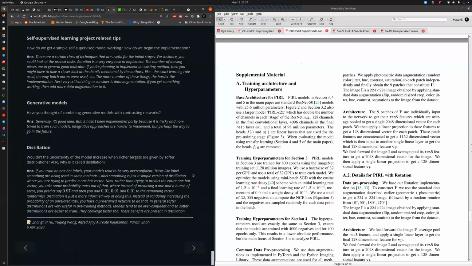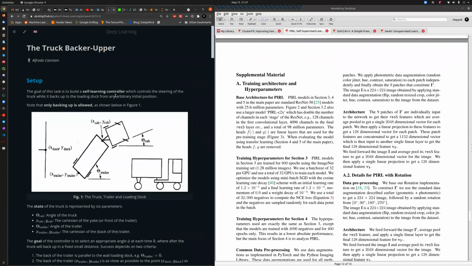Cool. So let's now quickly move forward. Okay, I've already taken an hour. Now let's move on to the Trucker Backer Upper. It's a cool self-learning controller problem.